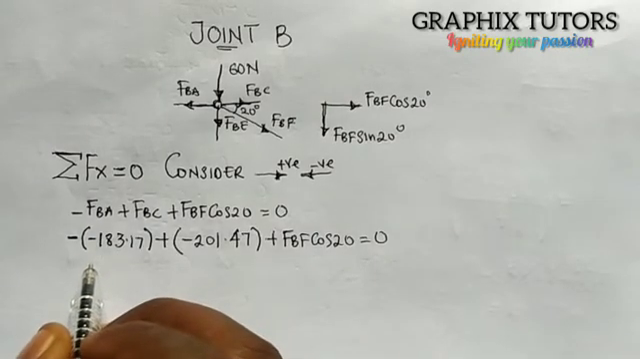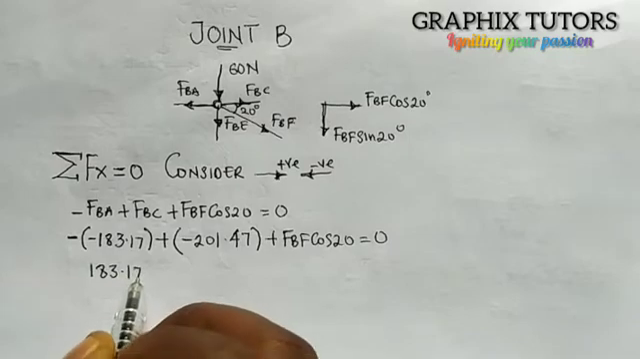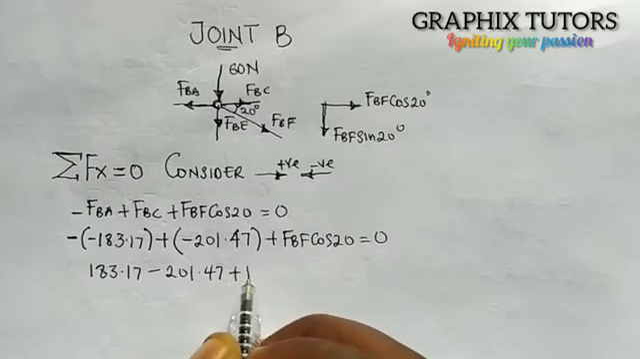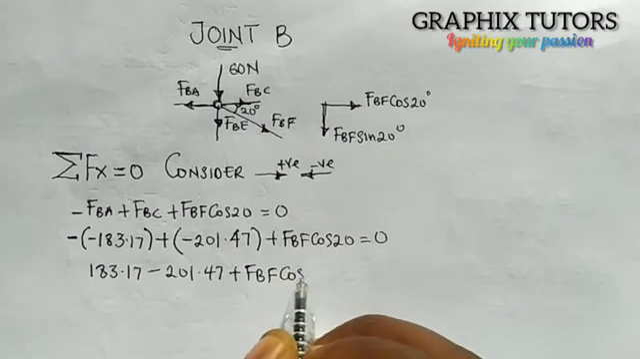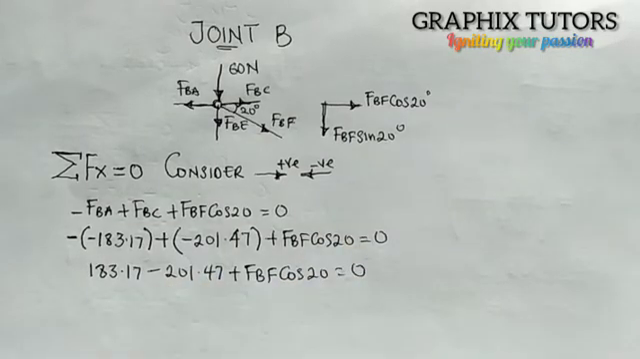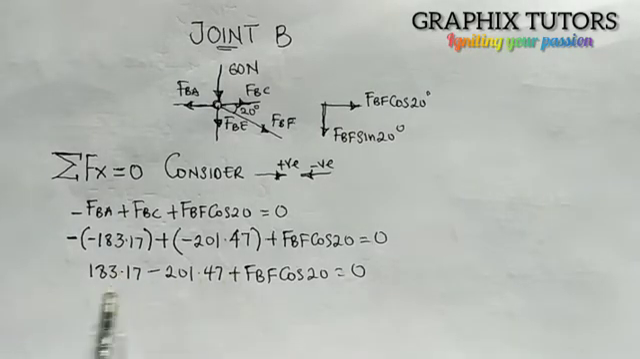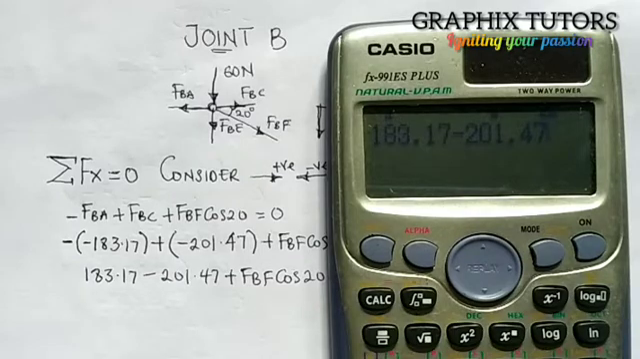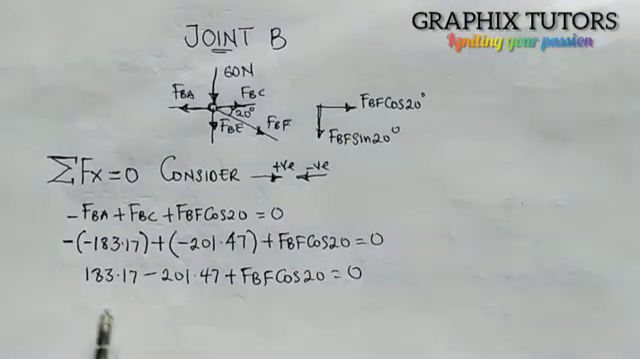to give me plus 183.17 minus 201.47 plus FBF cos 20 equals to 0. So in that case, subtract these two, we're going to be having 183.17 minus 201.47, and that will give us negative 18.3.